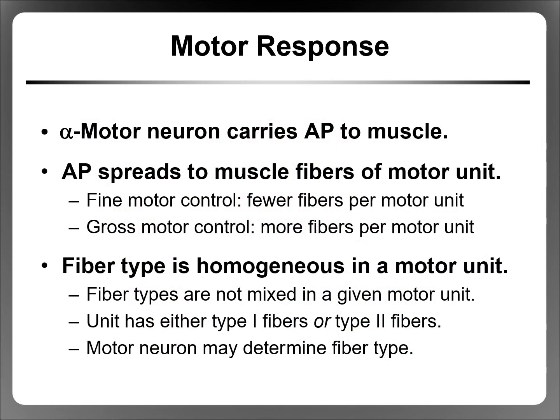Finally, the motor response is going to occur because the alpha motor neuron will carry an action potential to the muscle. This action potential is spread to the muscle fibers of the motor unit. Fine motor control means that there will be fewer fibers per motor unit. Gross motor control means that there will be more fibers per motor unit. Fiber type will be homogeneous throughout a motor unit. This means fiber types are not mixed within a given motor unit. This means that type 1 muscle fibers will have their own motor unit, and type 2 muscle fibers will have their own motor unit. A unit either has type 1 fibers or type 2 fibers. This also means that motor neurons may determine fiber type.